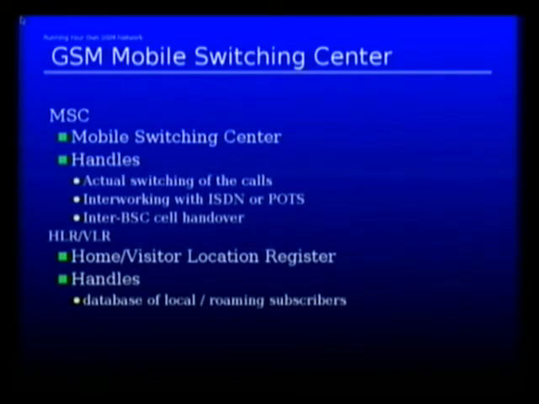You have the HLR and VLR, which store the data about the subscribers. As you know, in GSM, you have a SIM card, and the SIM card basically represents the subscriber to the network. And the home location register stores the information about which SIM cards the operator has issued, and whether those subscribers are currently attached to the network or not, which MSC they're using, and so on. Also, the visitor location register handles visitors, such as people roaming in from other networks.